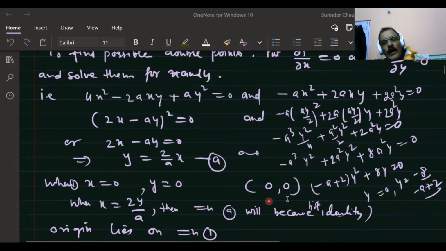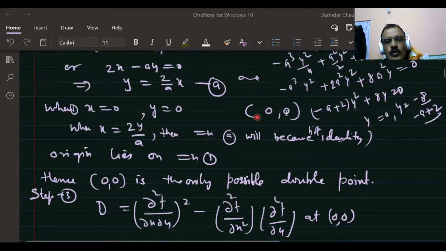After solving these equations, we got the possible double points. They are 0 0 and some other point, where x is equal to a y upon b, and from this you can solve for x. Now after finding possible points, you substitute the points in f; those that give value 0 and satisfy the curve will be the double points. In this case, only the origin is the double point which satisfies the rational curve.